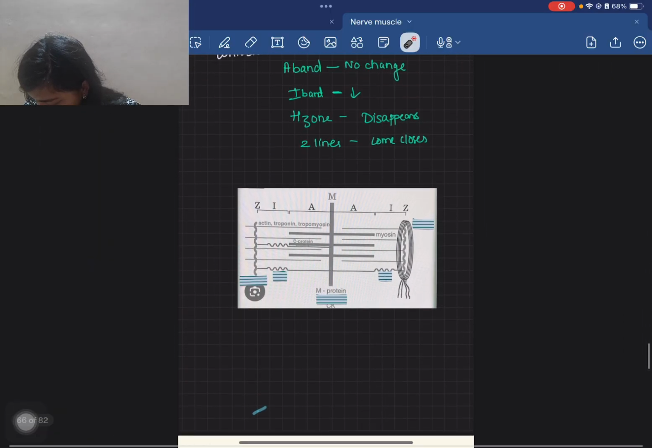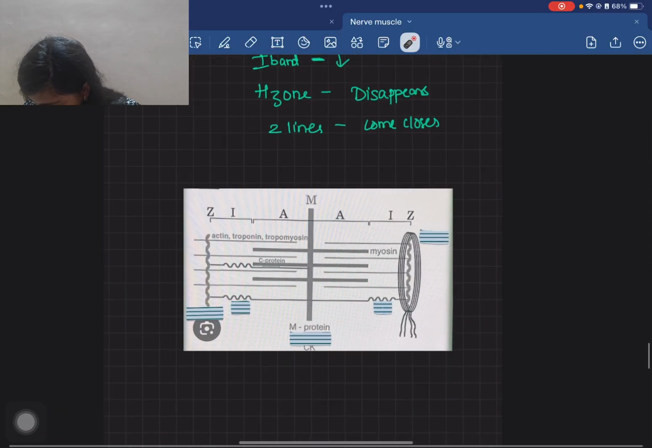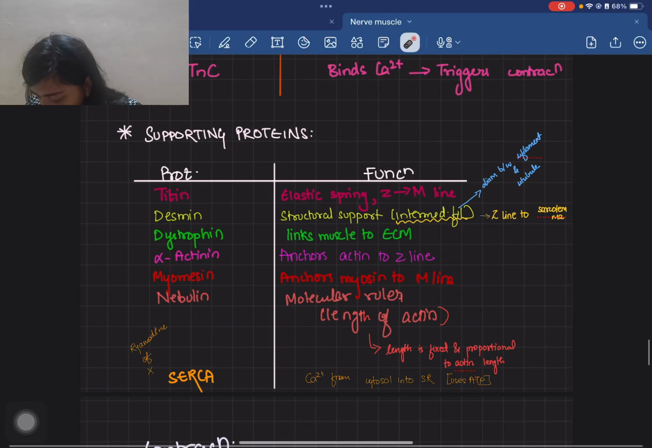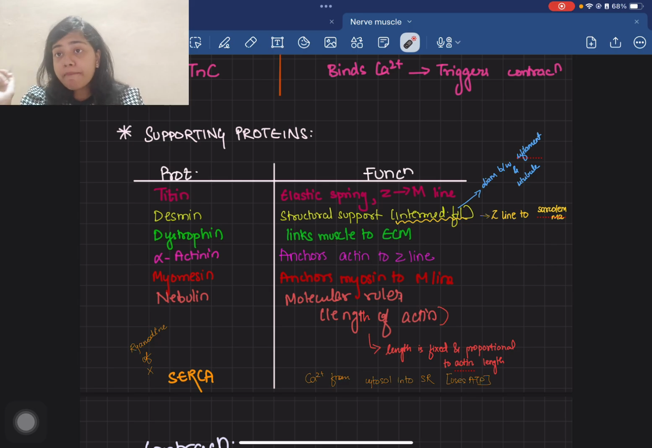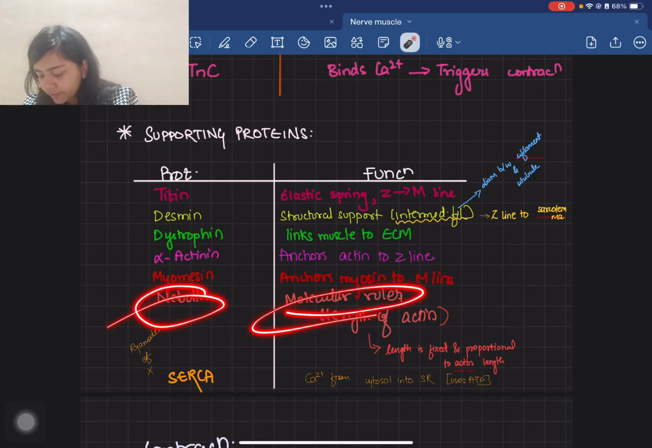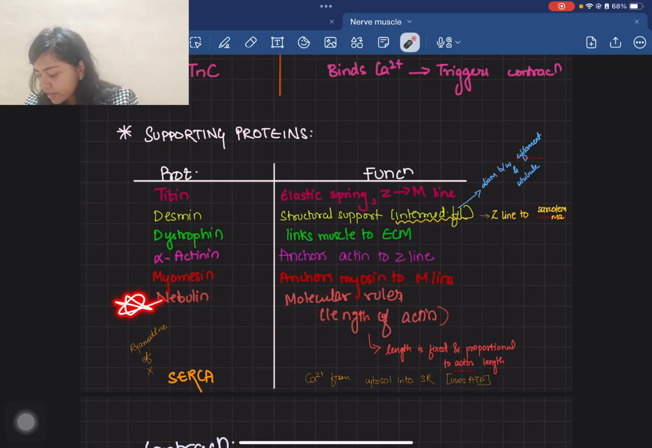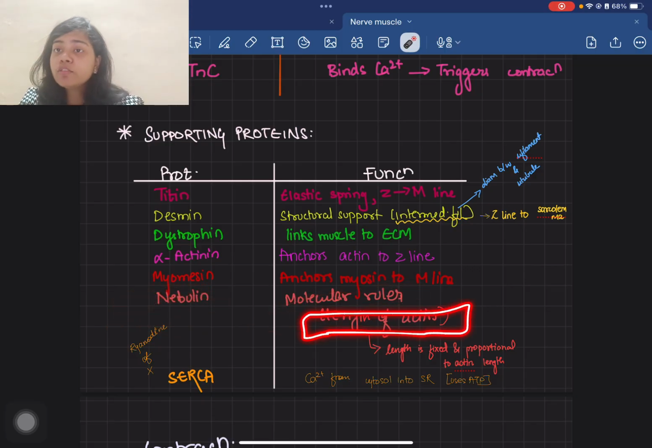Okay, so hope you have understood that alpha actinin will anchor the actin to the Z line. Similarly, myomesin will anchor the myosin to the M line. So which protein will be present at the M line? It's going to be your myomesin. The nebulin is a molecular ruler. So nebulin will be important. It tells about the length of the actin.